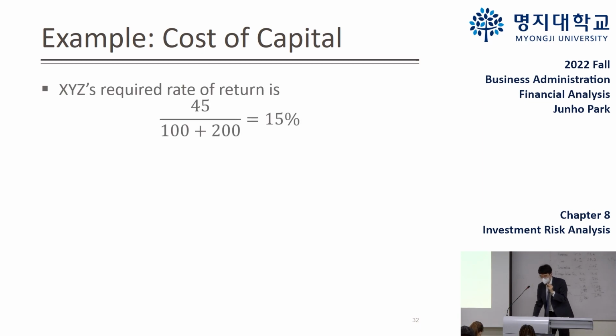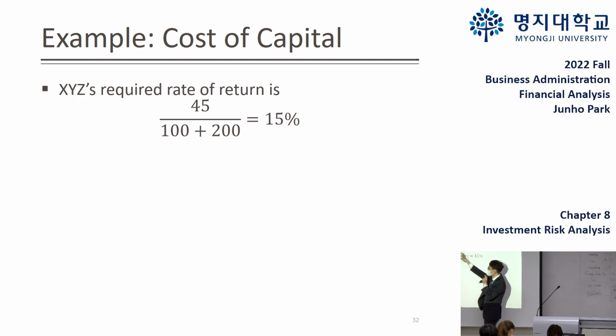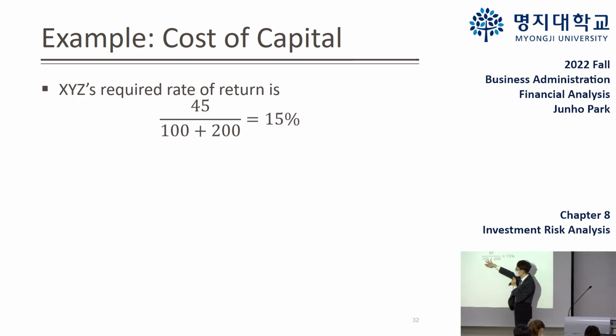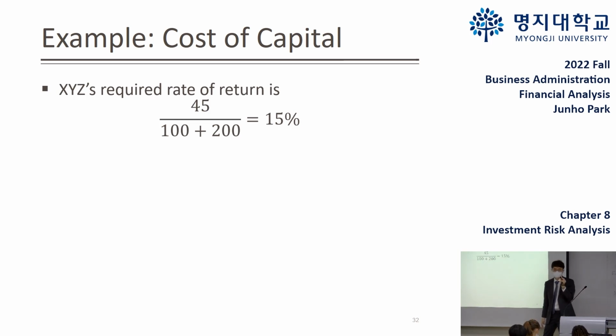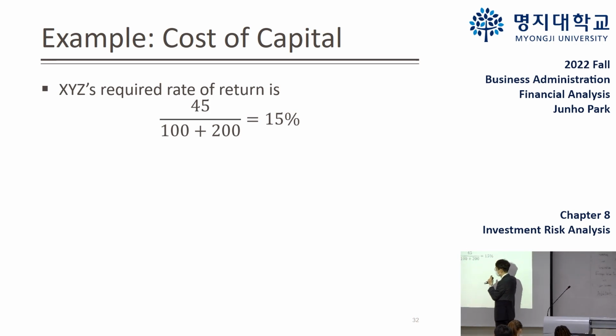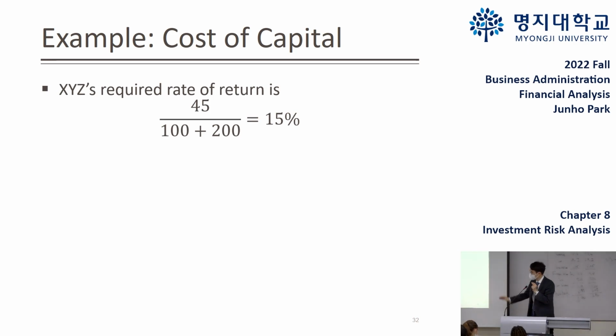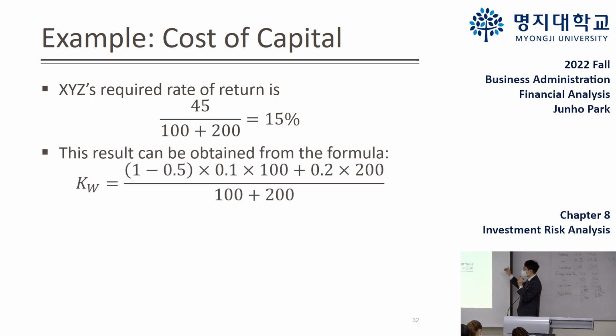And what were the sources of their return? Their assets. Their assets are the sum of the debt and the equity. Therefore, they are generating 45 income out of 300 assets. And therefore, their rate of return at minimum should be 15% because 45 over 300 is 15%. And this result is nothing but the formula I just described before.